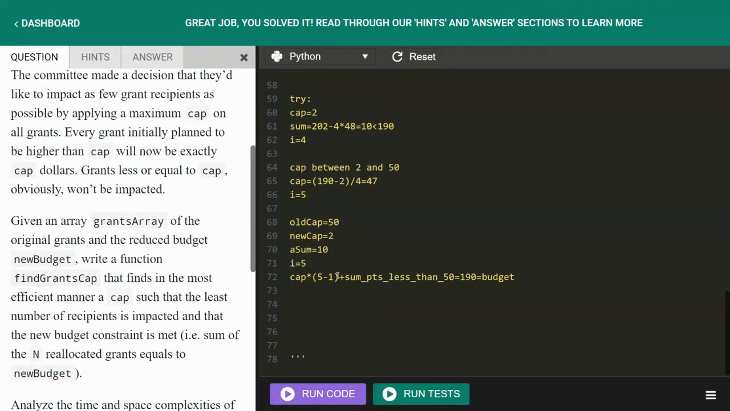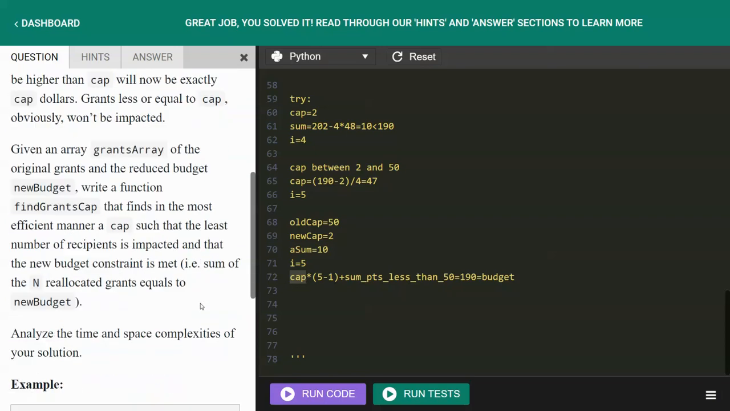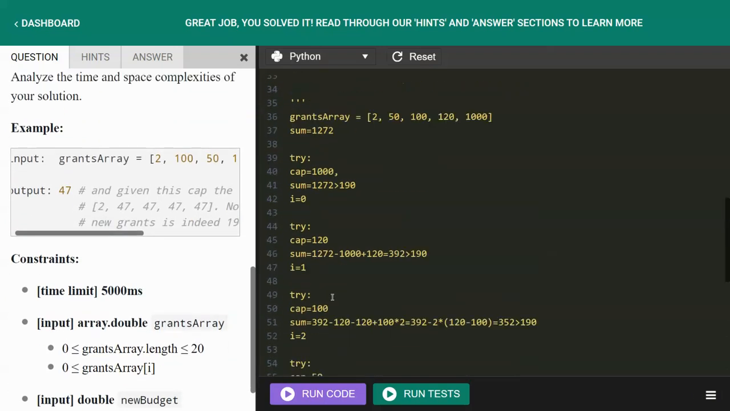And then, the cap to be solved for times the number of grants being impacted, plus the sum of the grants, I call it sum of points, whatever you want to call it, that are not being impacted. In this case, any grant that's below 50 will not be impacted, and that must be equal to the budget of 190. And then we just rearrange the terms and solve for the cap rate x. In this case, it will be 47.